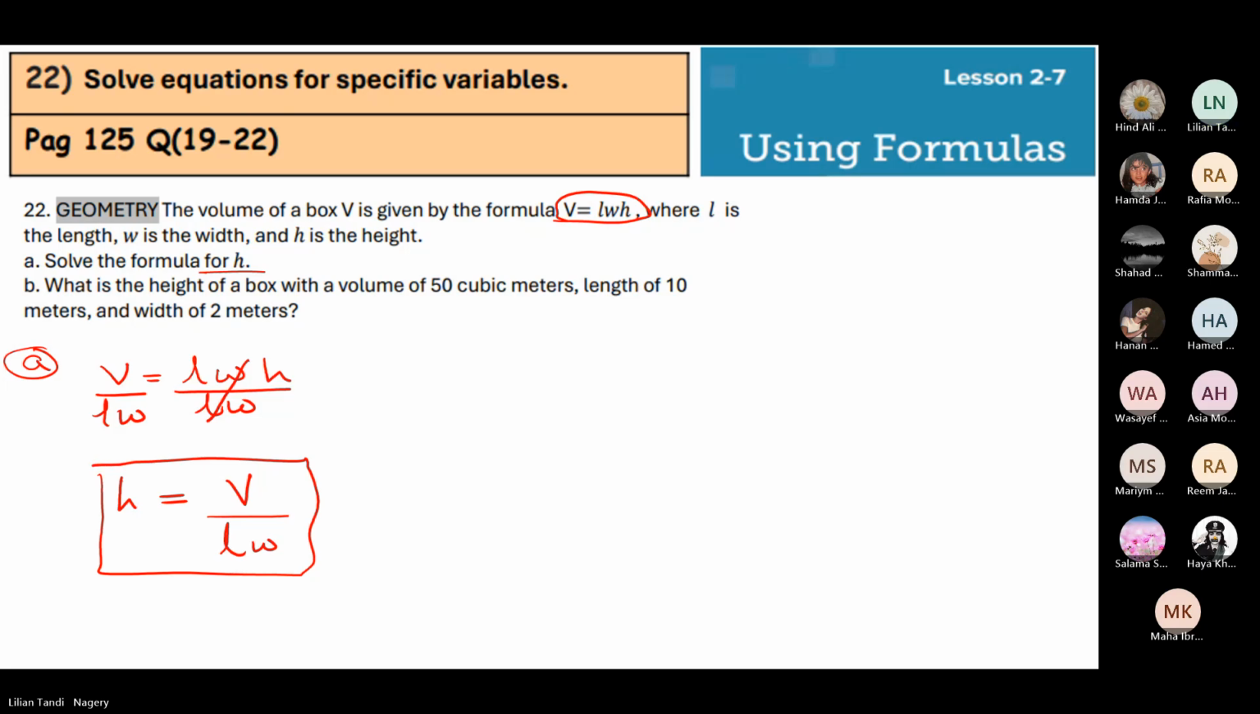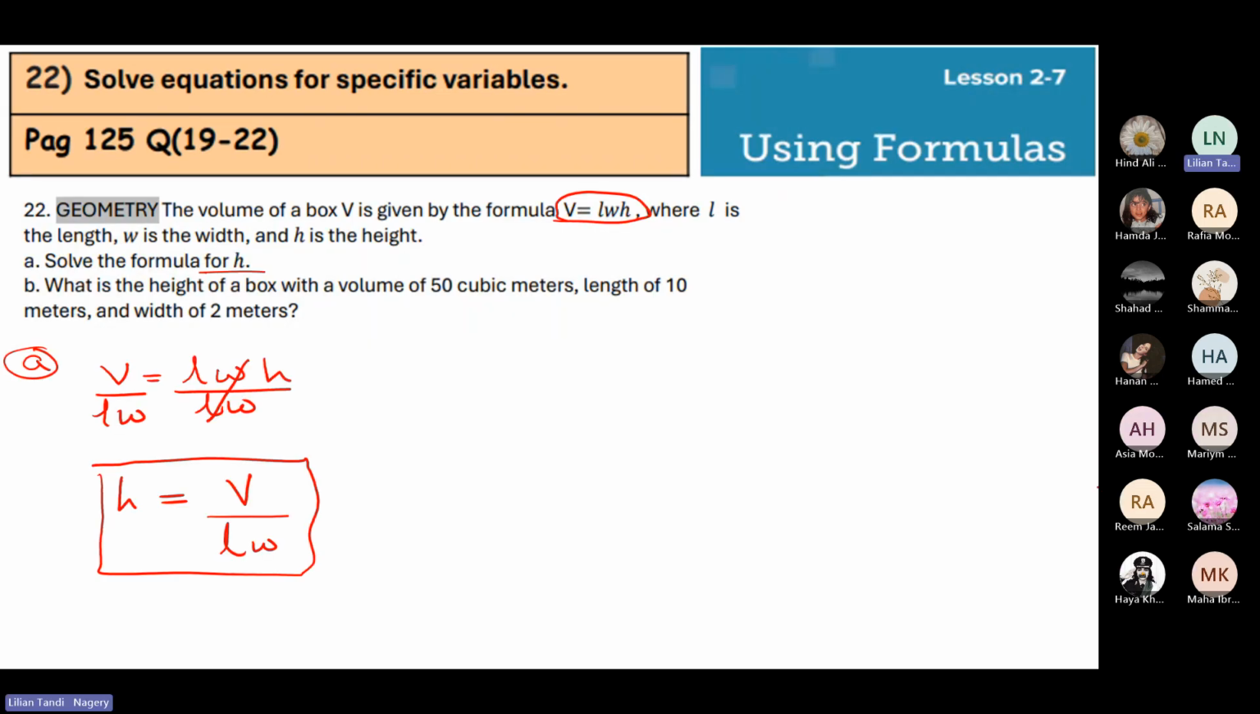Okay. Now we want to do, where is my pen? It keeps disappearing.